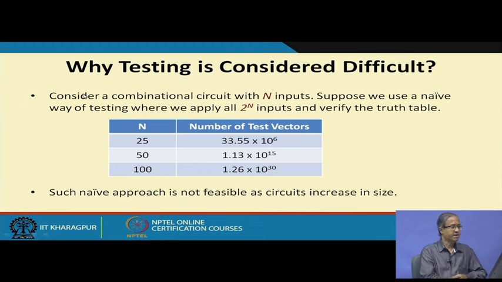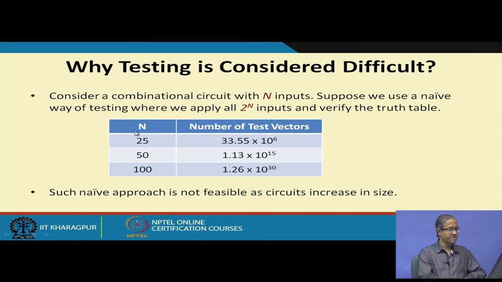Now, another thing, testing is not an easy problem. Let us try to justify this ourselves first, that why testing is difficult. We first look at a very naive approach. We take a combinational circuit, there are n inputs. So, in the simplest way, we can test the circuits by verifying the truth table. Verifying the truth table means we can apply all 2 to the power n inputs and check whether the output is coming to be correct or not.